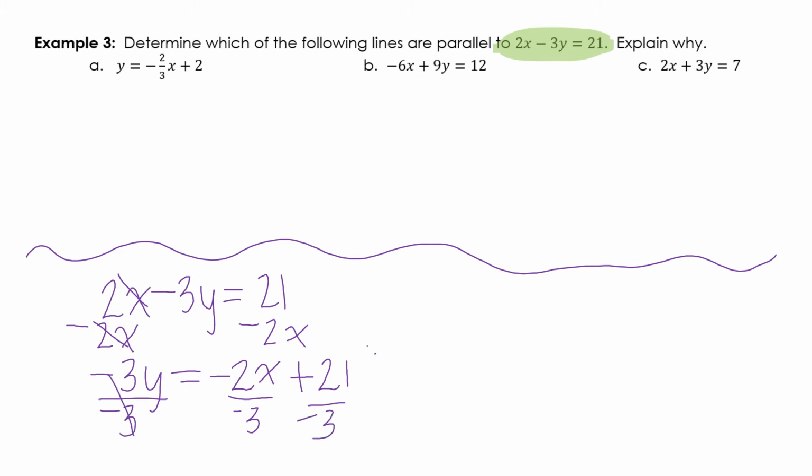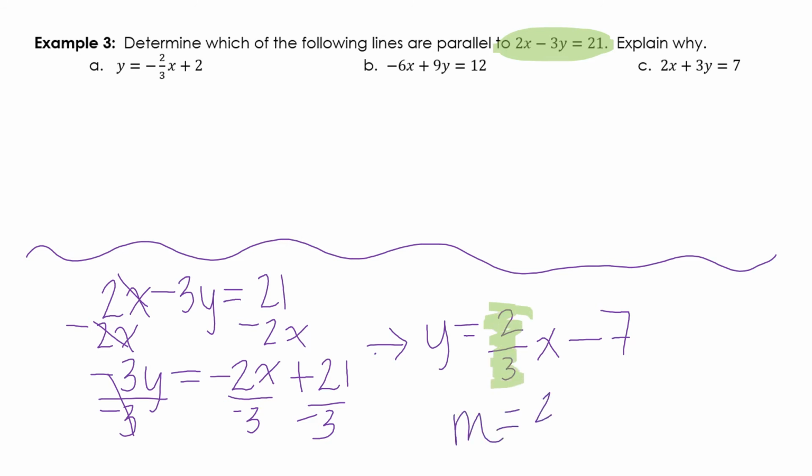So that would give us y equals -2 over -3, which is a positive 2/3 x, and 21 divided by -3 is -7. So the slope of this line is 2/3.